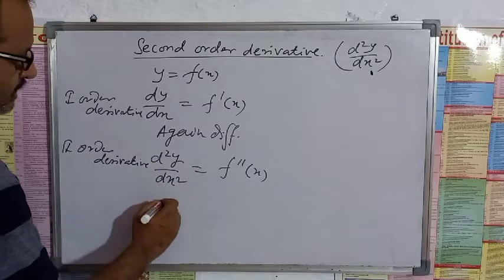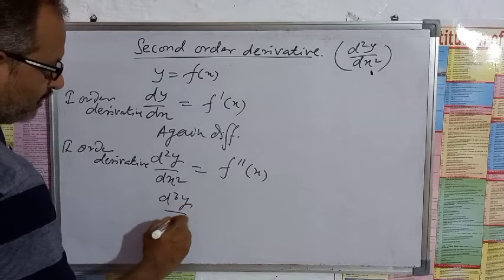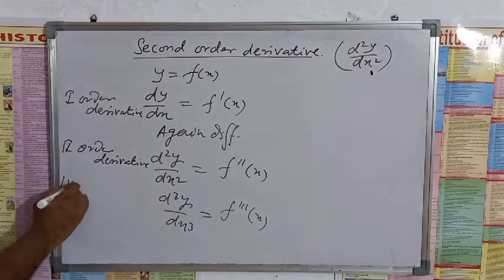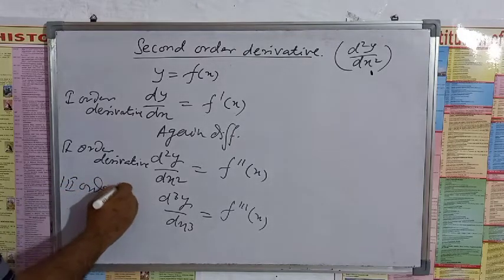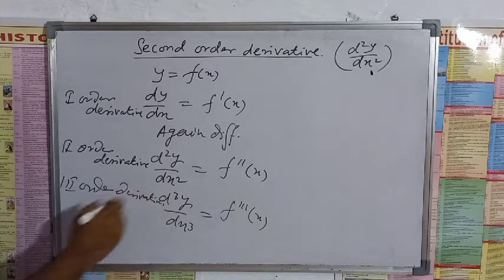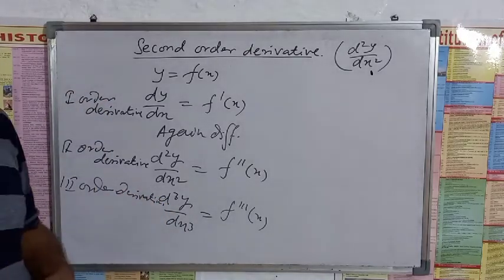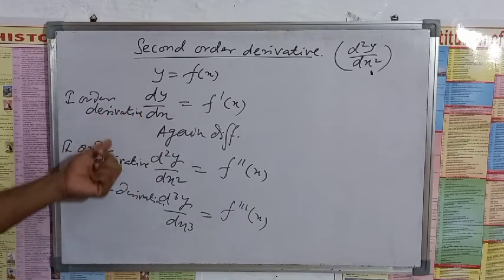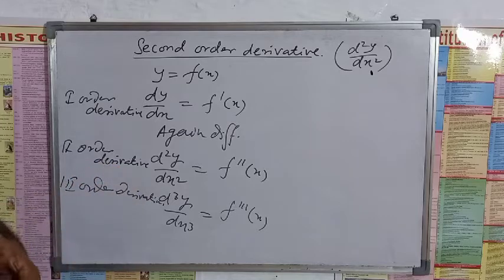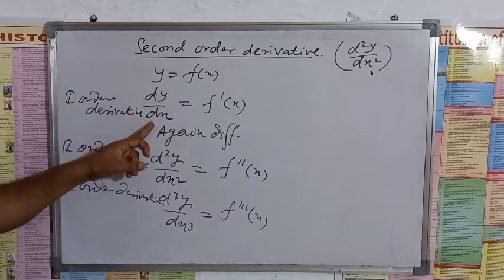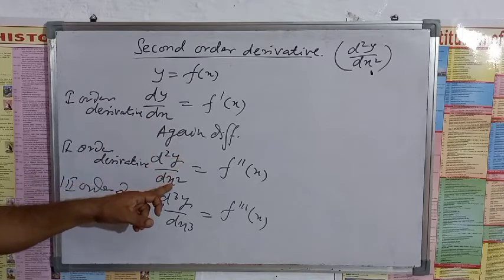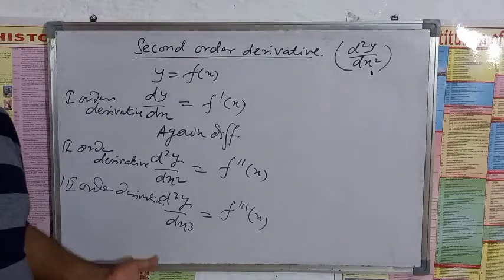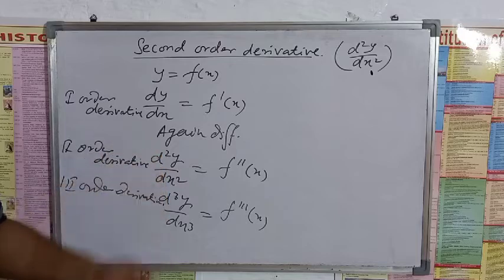Again differentiating, we will write d3y by dx cube. F triple dash x. It is third order derivative. In this way we can find the second order derivative. Second order derivative means we have to differentiate the given function two times. Third order derivative, similarly fourth order derivative, like this. So dy by dx, when differentiated, it is written as d2y by dx square, which is called second order derivative. So we will try to understand the second order derivative with the help of example.